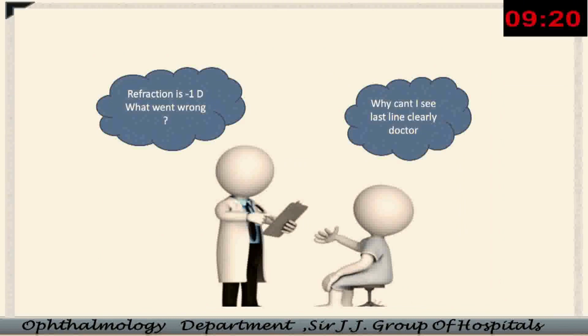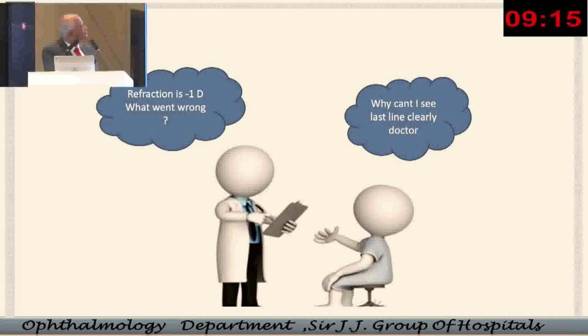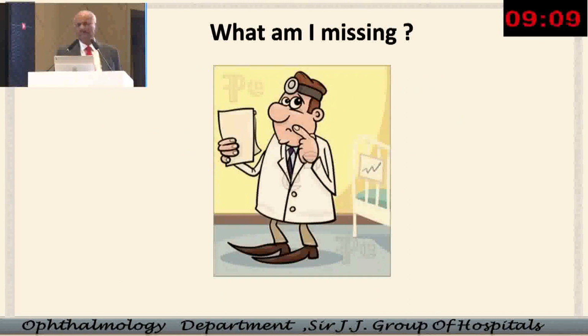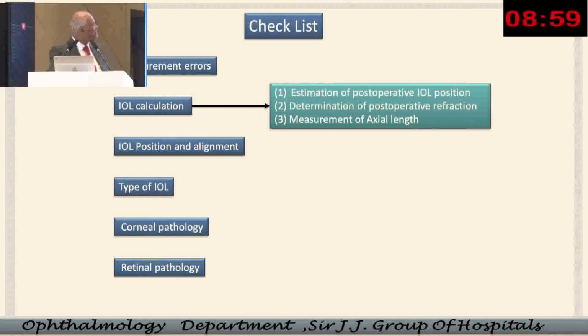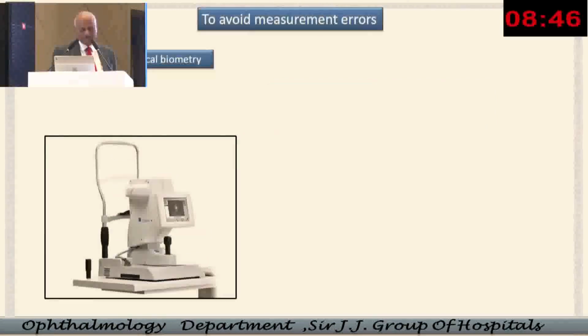Now see, the refraction is minus 1 diopter, or what went wrong? Why can't I see the last line? This is always a question by the patient. And why am I missing this? It is because of the checklist: measurement error, IOL calculations, estimation of the post-operative IOL position, determination of the post-operative refraction, and measurement of the axial length may be wrong. Because of that, it is not possible to go to 6x6.